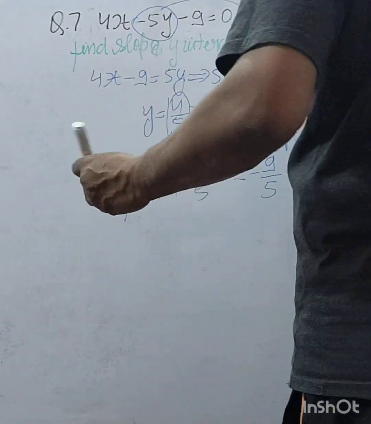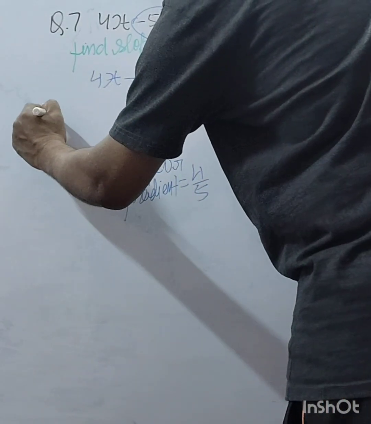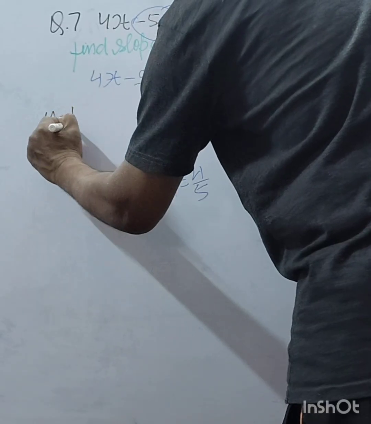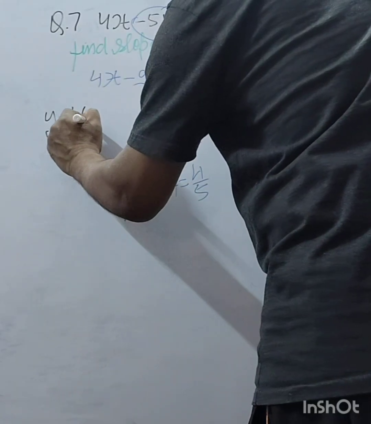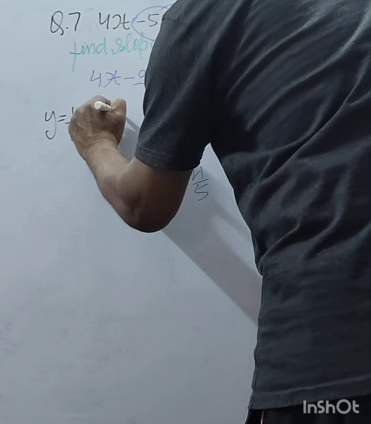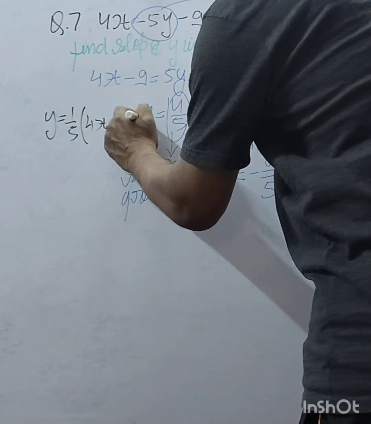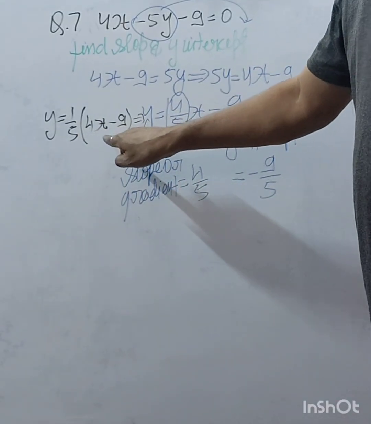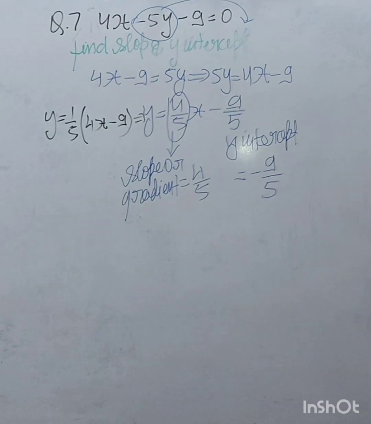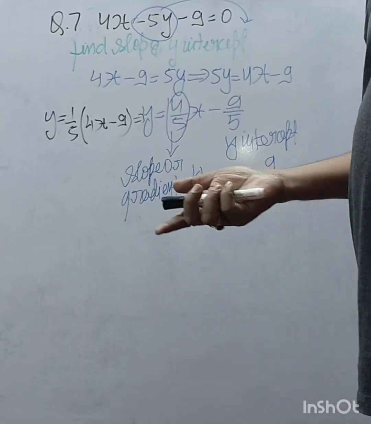Because we are bringing this 5 on this side, so we can write y is equal to 1 upon 5 bracket 4x minus 9. This is right. When it is this, then what do we do? This 5 will be multiplied by this 4 also and this 9 also. This is the way. So this is how you can get question number 7. Remaining you can do?